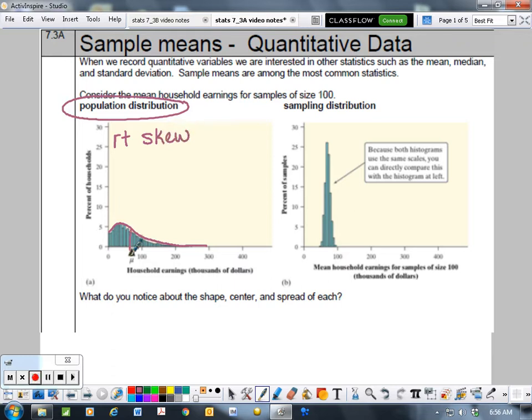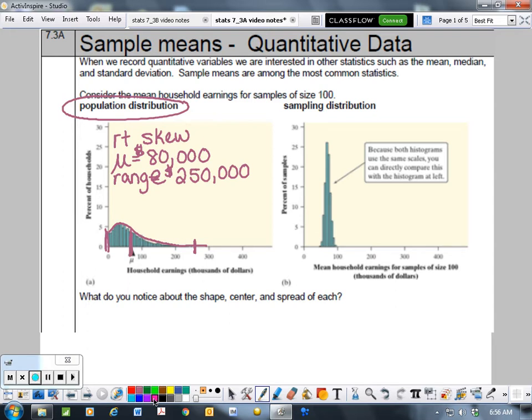It has a mean, or a center, right around 80,000. And it has a range, because that's all I can really tell from here, from 0 to about 250,000. So a range of $250,000. Even though it's skewed, there are no real big distinct outliers that we can see at this point.